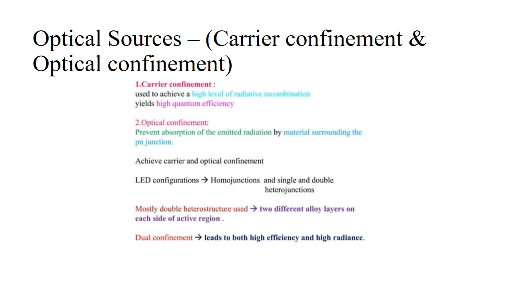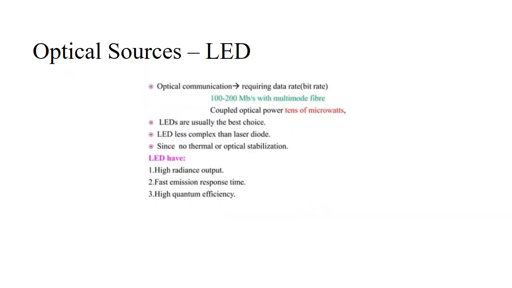They are made up of two different alloy layers on each side of the active region. Dual confinement results in high efficiency and high rates. One of the advantages of the LED as the optical source is a data rate of 100 to 200 megabits per second with multimode fiber, and the power will be tens of microwatts.